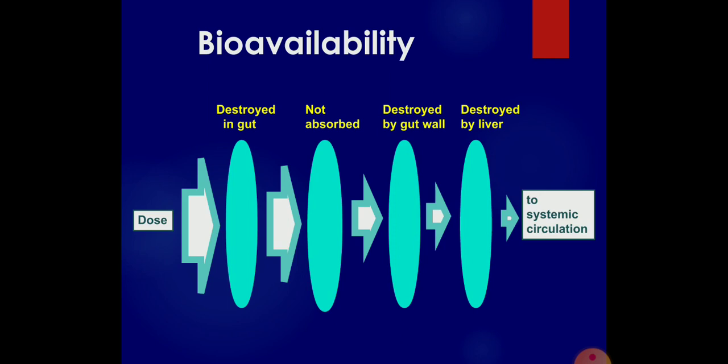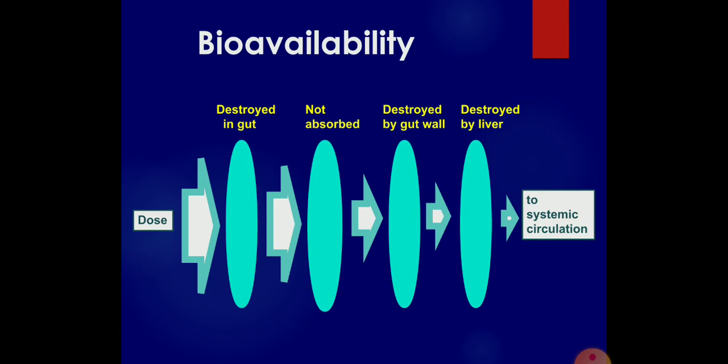systemic circulation. So if you have given a 500 milligram dose of a drug, and if only 50 milligram of the drug is available in the systemic circulation, it means 50 divided by 500 into 100, that means 10% is the bioavailability of that particular drug.